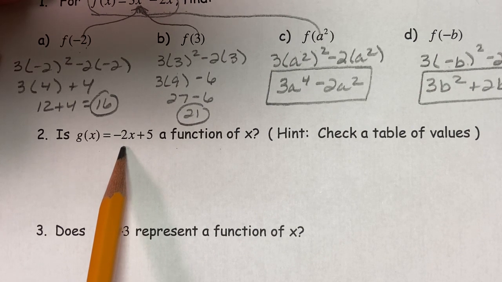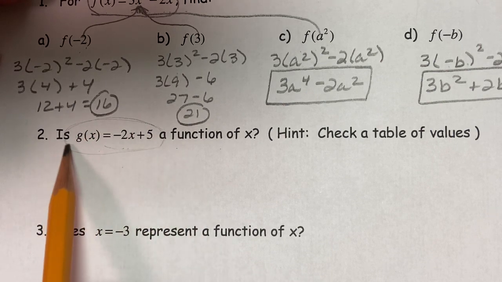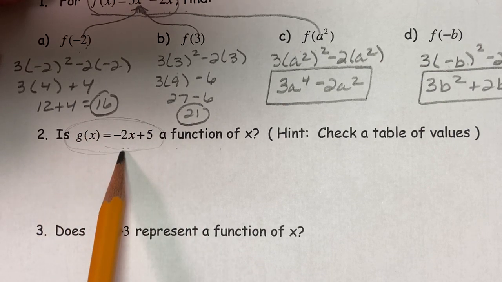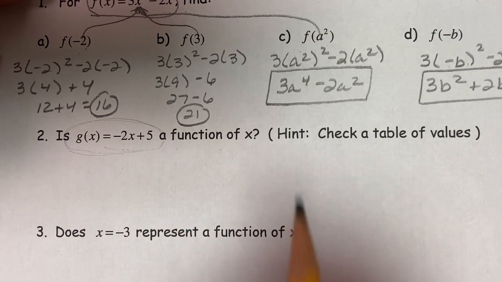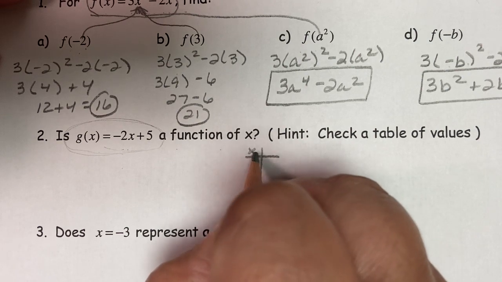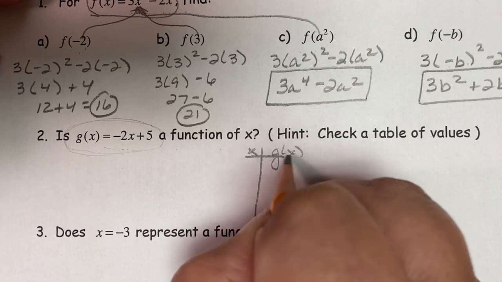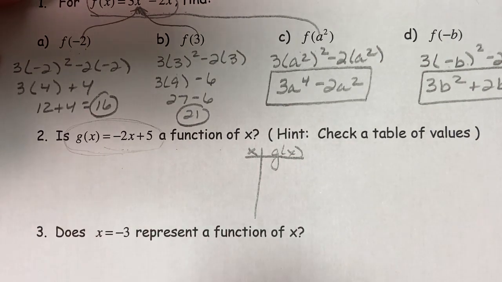Well, first of all, hopefully you recognize this is a line in slope-intercept form, and I just told you that any line is a function unless it's vertical, which this is not. But it says check a table of values. So what we're going to do is we're going to check x. Now it's not going to be xy, it's going to be x, g of x, because in the y's place is a g of x.